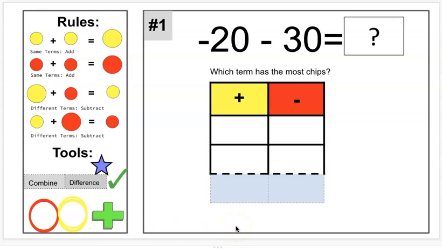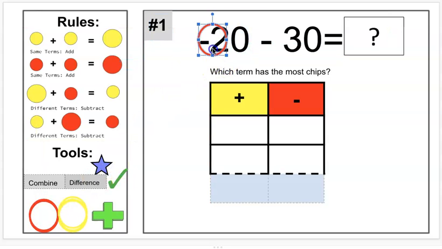This is problem number 1 from day 2. So we're going to start this problem by looking for a double negative. We do not have one. Since we do not have a double negative on problem number 1, we're going to go ahead and circle the terms. It's really important that you always circle the terms and move it over.